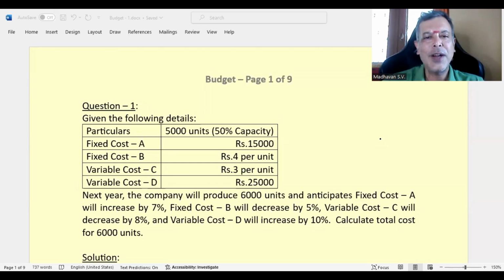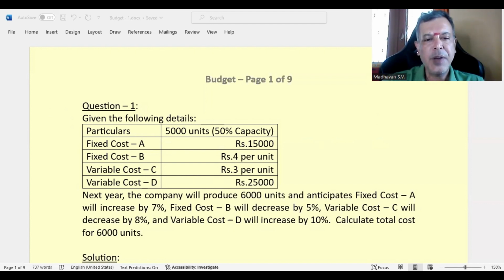In this, we will start with the budget, how to prepare and budgeting. Right. First question, given the following details, particulars are given: fixed cost A, fixed cost B, variable cost C, variable cost D. And for 5,000 units, which is actually 50% capacity, these are the costs incurred.